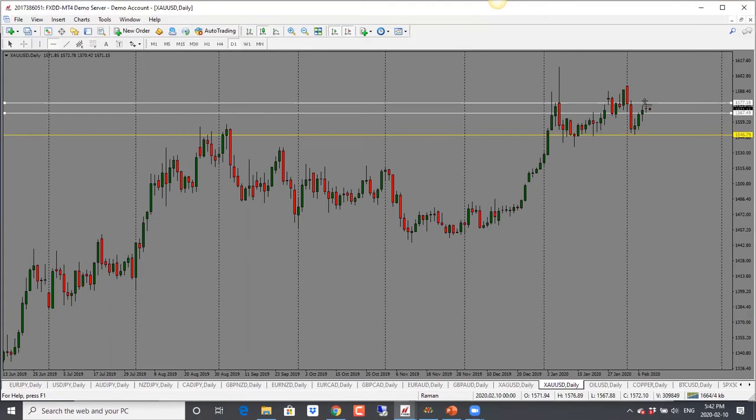We need to see, does it break the high of today's candle or the low? And that's the direction we'll have to take with this one. So neutral bias for gold as well.